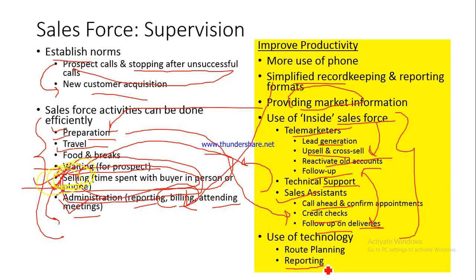Again, we can have software which eases the reporting requirements for the salesperson. For example, we can have some kind of online reporting format. The salesperson only has to key in a few values and then the whole report would be generated and sent automatically through email to the sales manager. Now these things will ease the reporting burden, the administrative burden on the salesperson, and naturally he would be able to spend more time on selling activities, right?